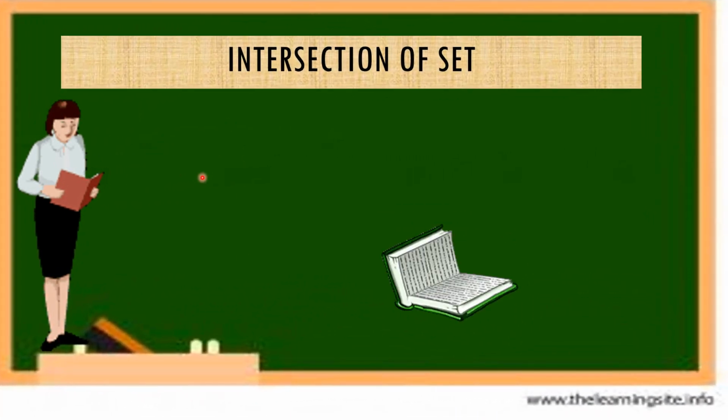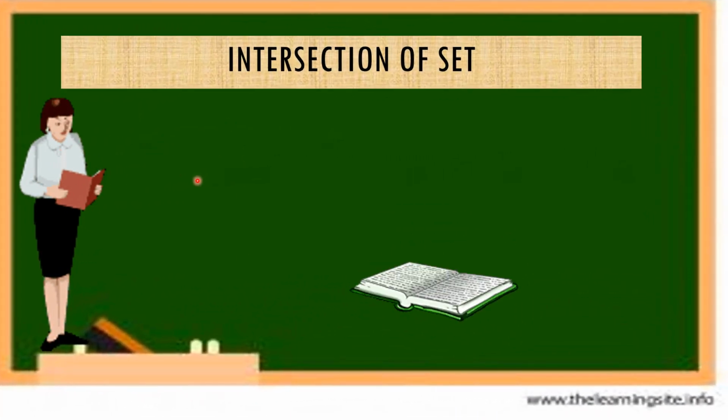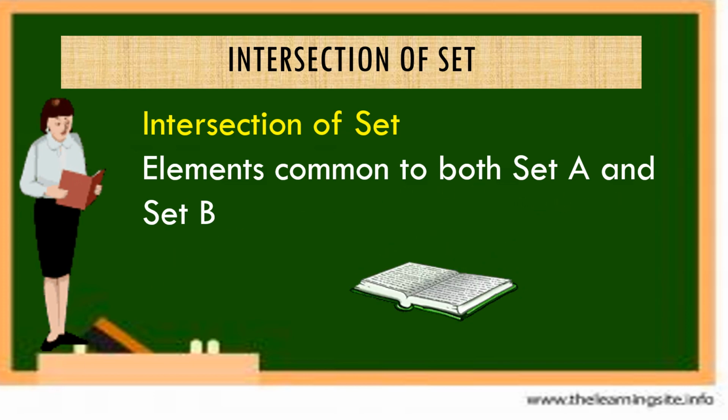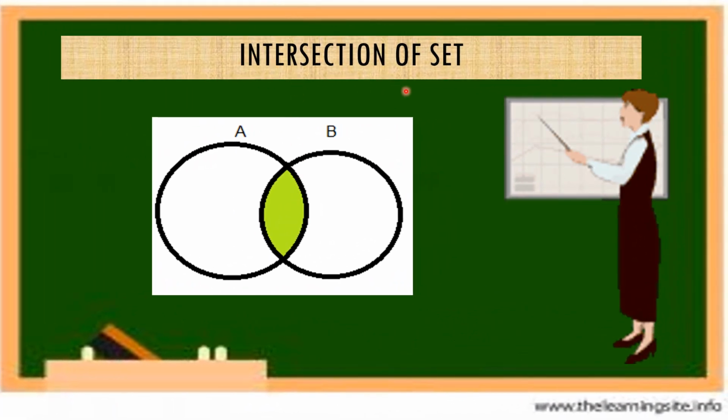We have intersection of sets. How do we find the intersection of sets? The intersection of sets are the elements common to both set A and set B. For the intersection of sets, we have set A and set B. We need to color the part that is the intersection of set A and set B. It is represented by the green color.